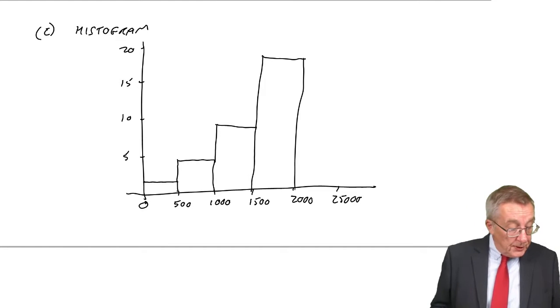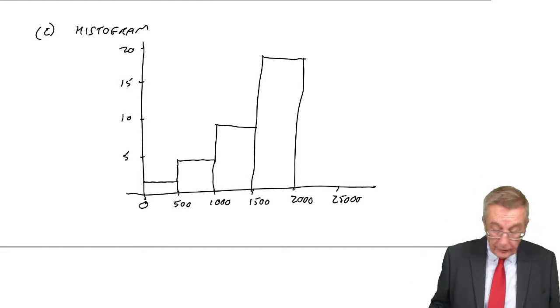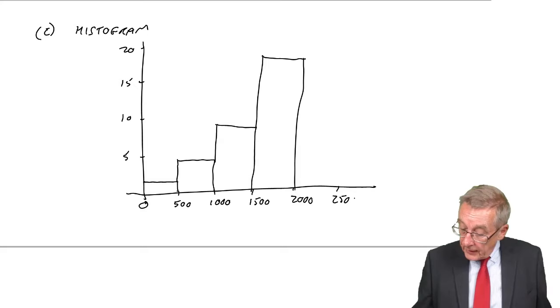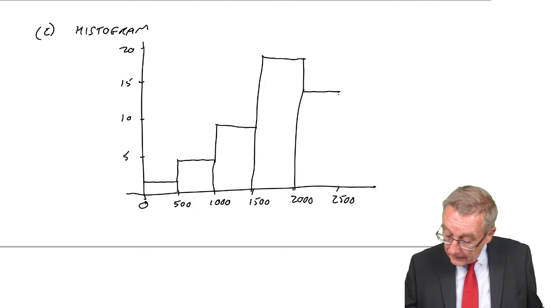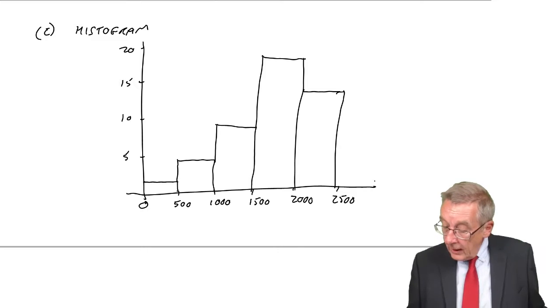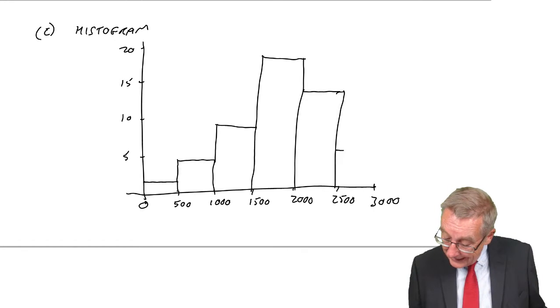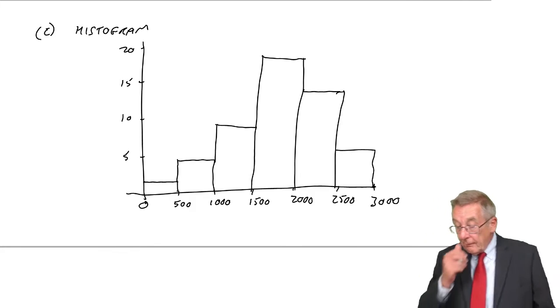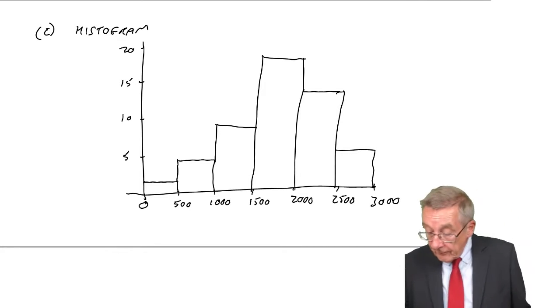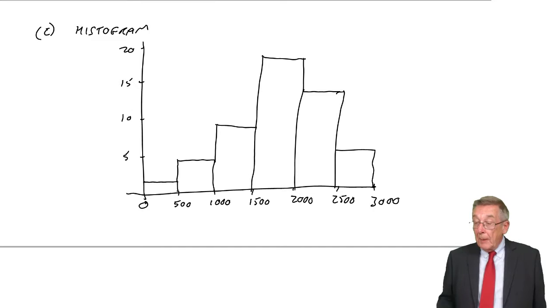And finally, 2000 to 2,500 is 14. And finally, 2,500 to 3000 is 6. And so that is our histogram.